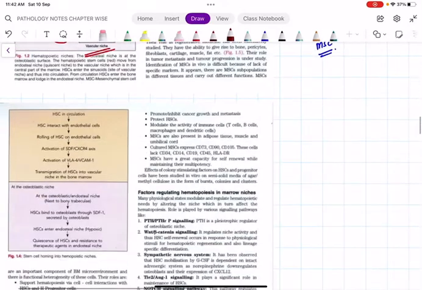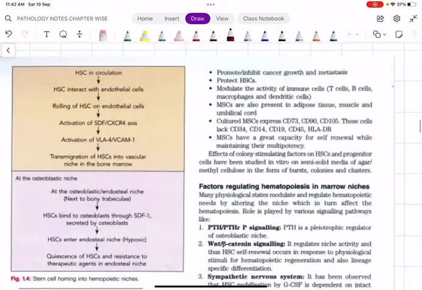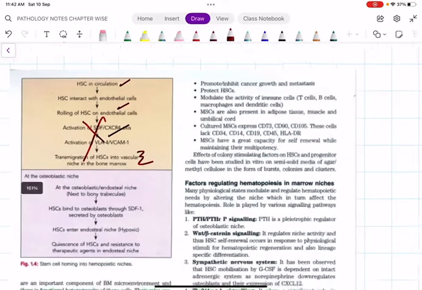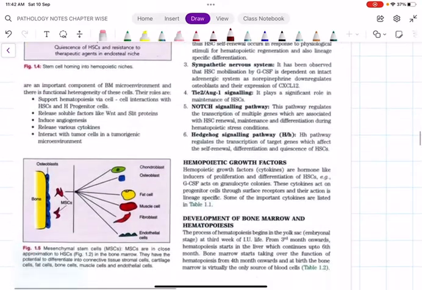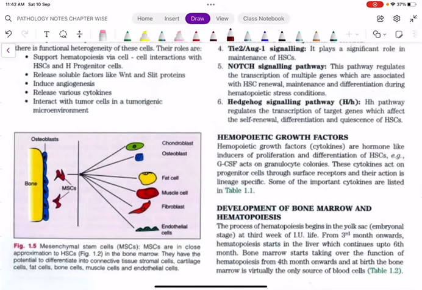Once this is done, this is the stem cell homing. The hematopoietic stem cells in circulation will activate the endothelial cells, they will form new cells, and finally there will be transmigration back into the bone marrow. There is no need to remember these markers and all, just remember what stem cell homing is. After that, these are the mesenchymal stem cells. From them we have the chondroblast, osteoblast, fat cell, muscle cell, fibroblast, and finally endothelial cells.